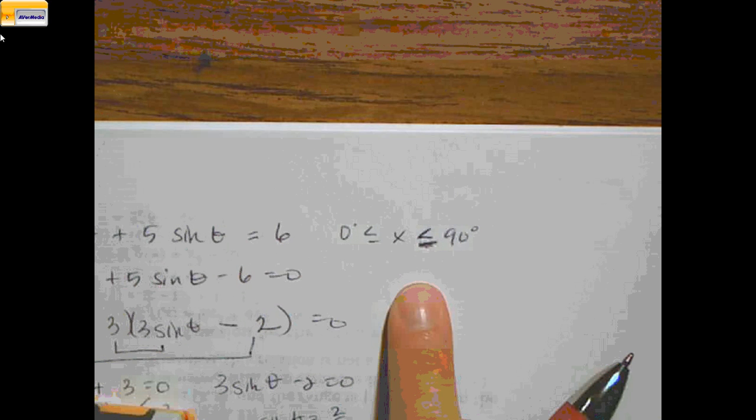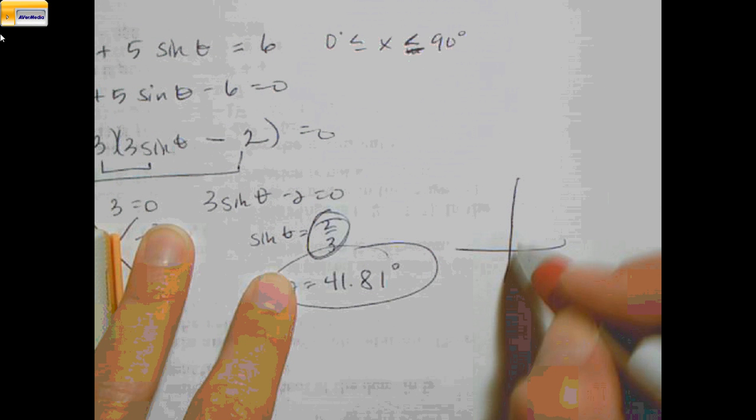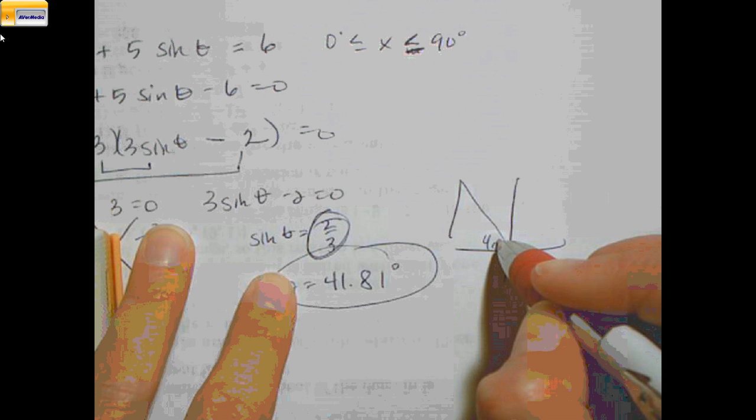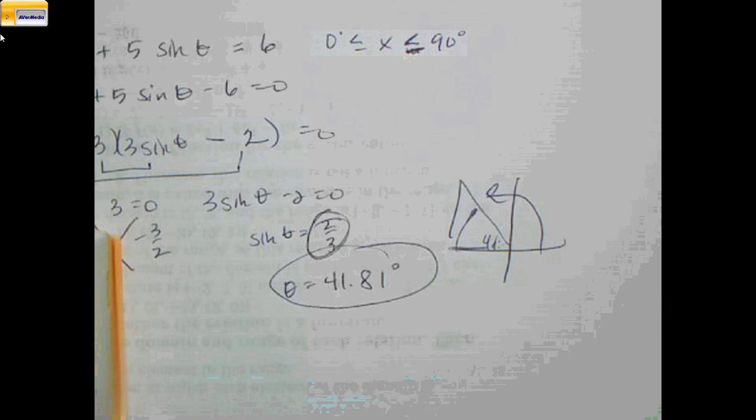And we're done, right? No! There is another answer. Do they want it? No. They said from 0 to 90, guys. So you're done. But if they said 0 to 360, then sine is also positive in the second quadrant, which means that this is 41 point whatever over here. So take 180, subtract that off, that gives you that angle. Alrighty? Okay. I've got time for maybe one more.